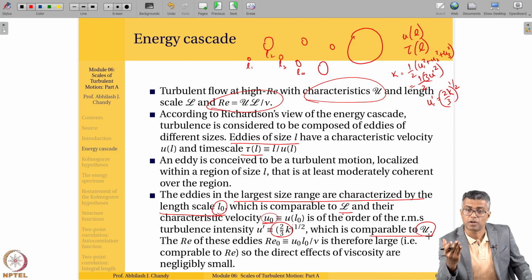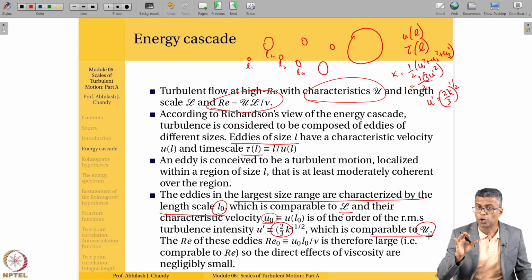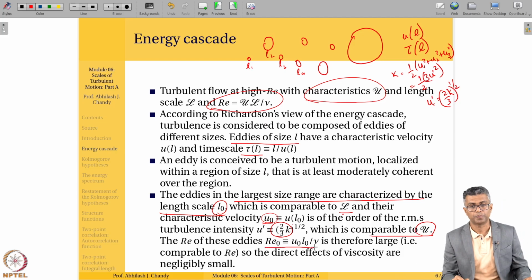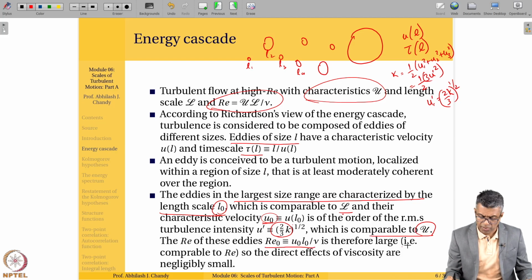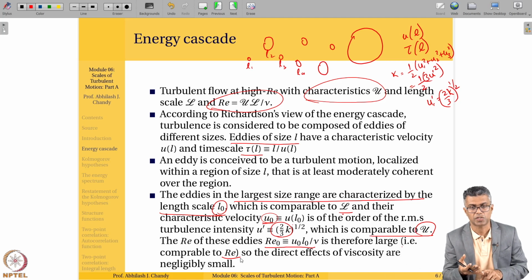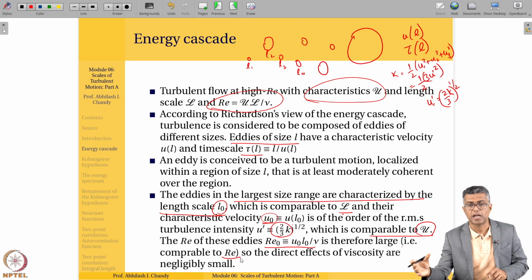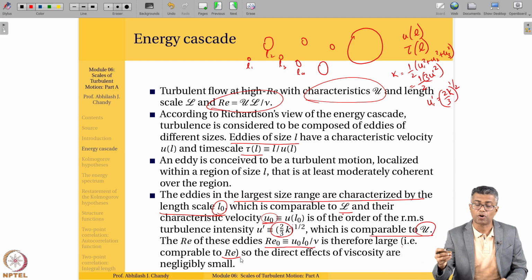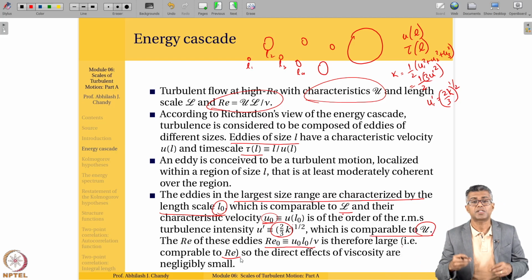So there can be a Reynolds number associated with this largest eddy, which will be a local Reynolds number. So you have Re0 is U0L0 over nu. And this is therefore large and comparable to Re. So here is what you have: this characteristic velocity scale, the largest velocity scale U0, which is of the same order of magnitude as the RMS of the turbulence intensity, is comparable to U. You have a characteristic length scale L. You have the length scale of the largest eddy L0, which is comparable to L.